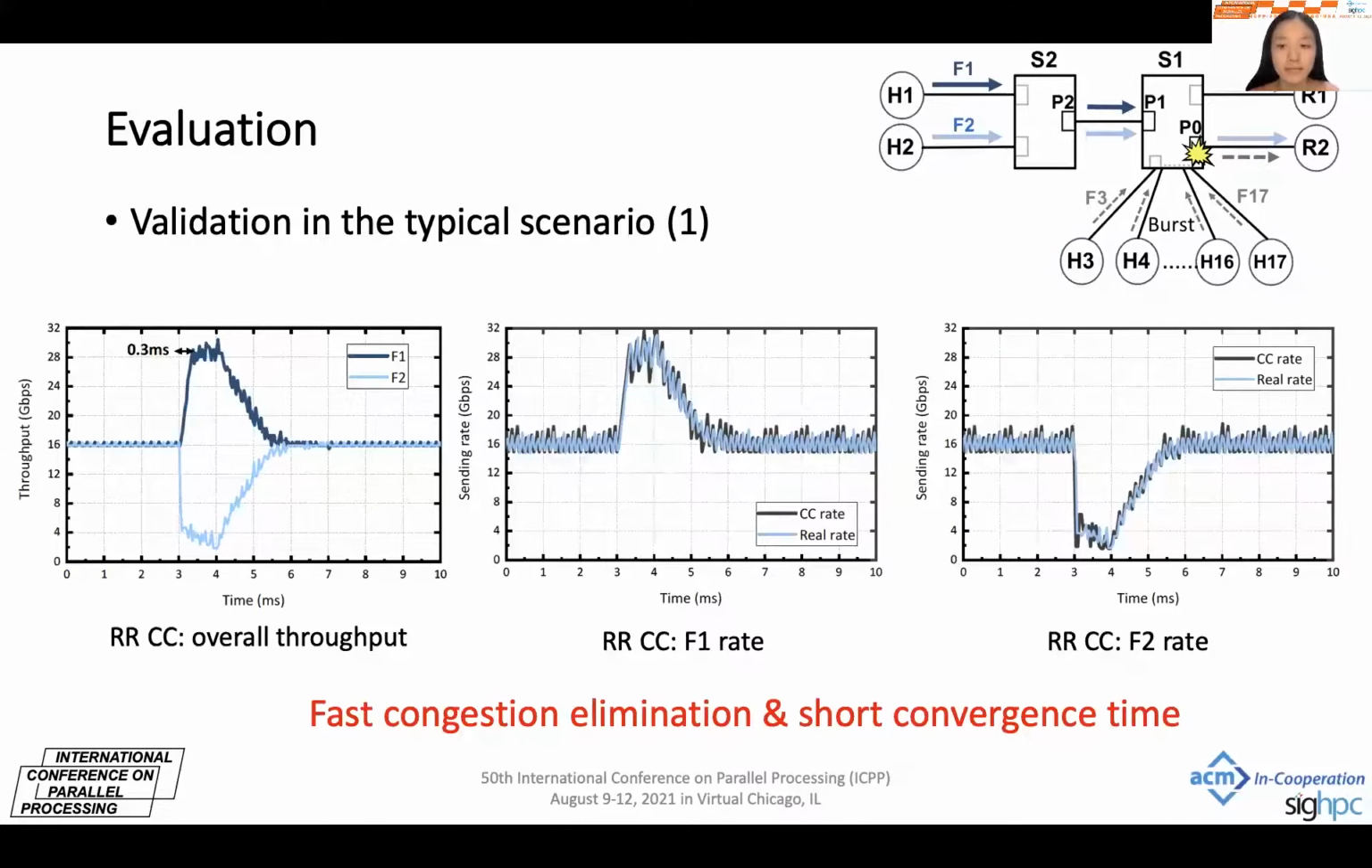Now we evaluate RRCC in simulations. We first evaluate RRCC in the typical scenario. The overall throughput and the detailed rate of each flow are shown in the figures. The congested flow F2 is throttled to the proper rate rapidly, and flow F1 quickly occupies the available bandwidth in 0.3 milliseconds. And the link level flow control does not dominate the real sending rate during burst launching. In a word, RRCC can achieve fast congestion elimination and has short convergence time.